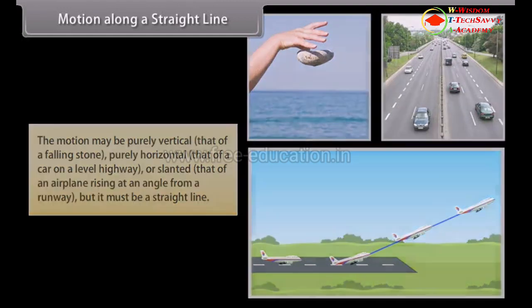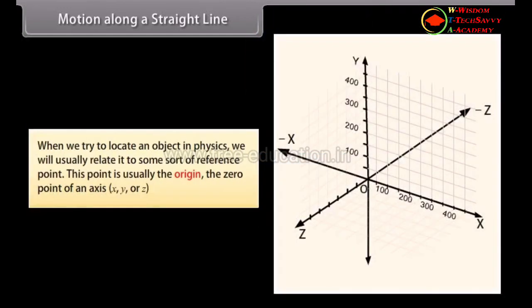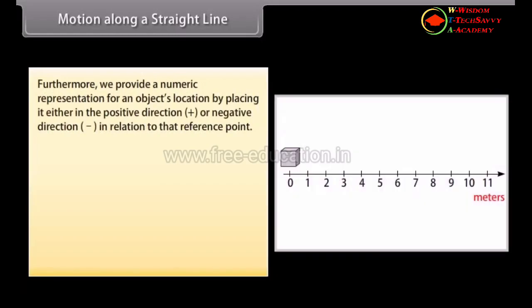When we try to locate an object in physics, we will usually relate it to some sort of reference point. This point is usually the origin, the 0 point of an axis, x, y, or z. Furthermore, we provide a numeric representation for an object's location by placing it either in the positive direction or negative direction in relation to that reference point.